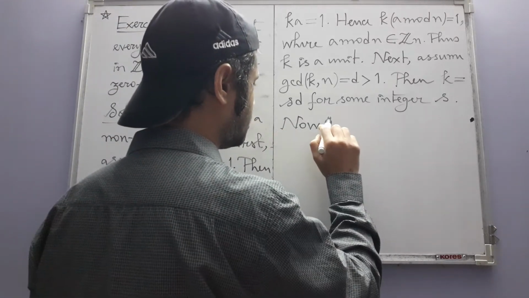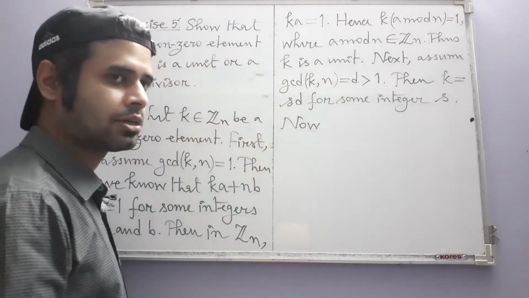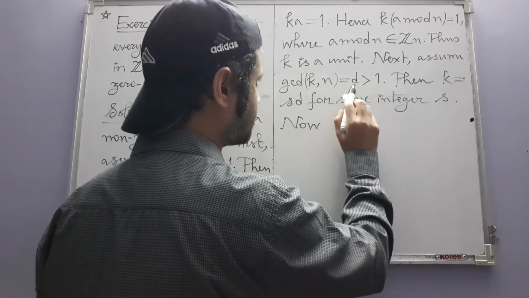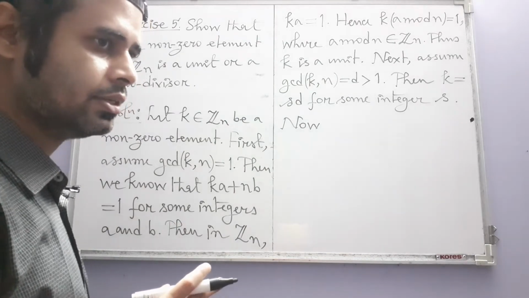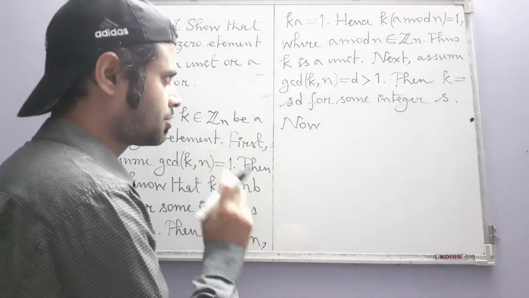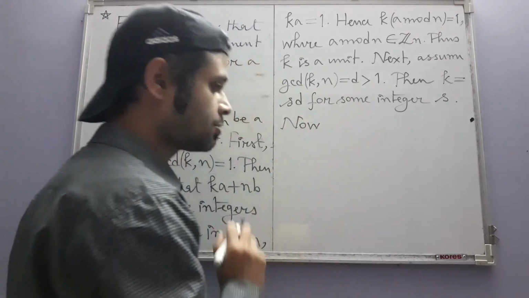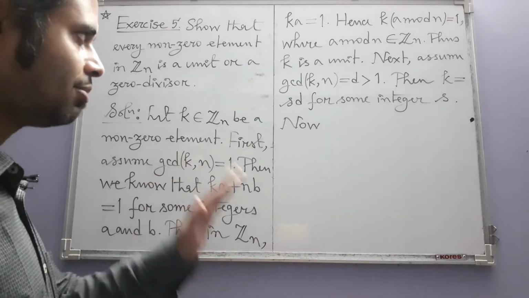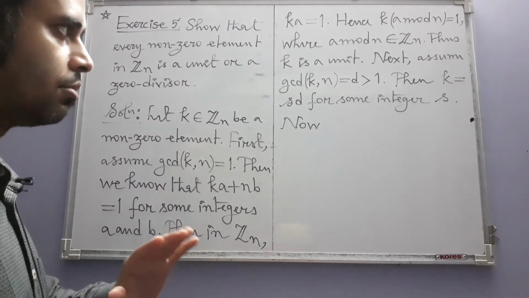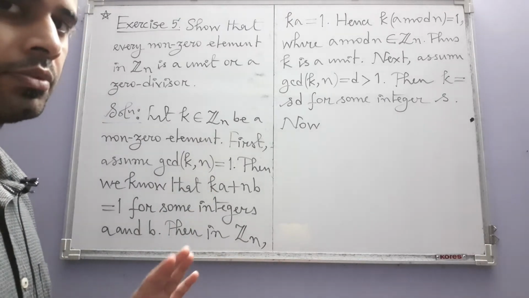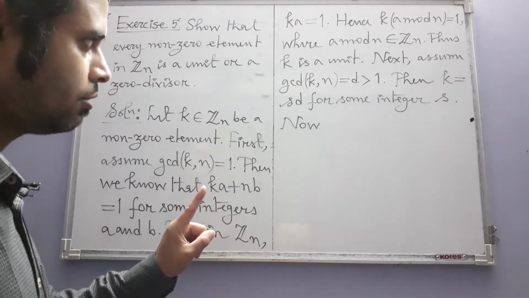Now, just like k is a multiple of d, n is also a multiple of d. And in fact, because d is greater than 1, n divided by d is less than n. It's a positive integer less than n. And that means that n by d is not divisible by n. In other words, n by d in Zn is a non-zero element.